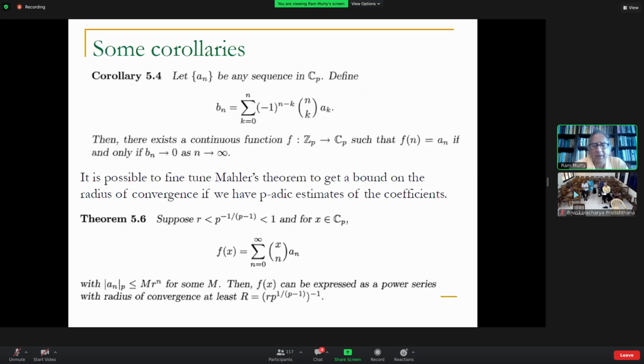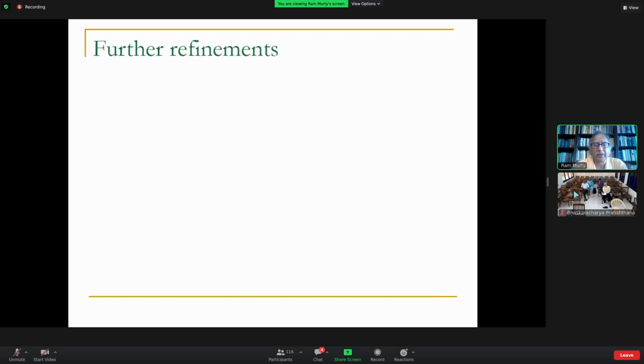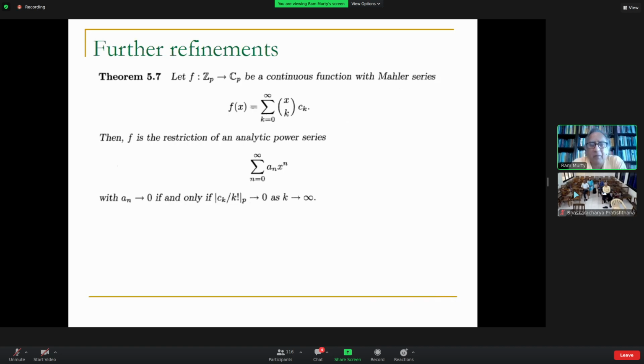And what is this capital R? Suppose we have this number, this r sub p, we met this number before with the exponential function. And suppose that we had a p-adic estimate for each of the coefficients, then f of x can actually be expressed as a power series with the radius of convergence at least given by this quantity. So this is slightly larger than the region that we started out with. So we can refine some of our work earlier. So now that I've given you an outline of Mahler's proof, we can make some refinements.